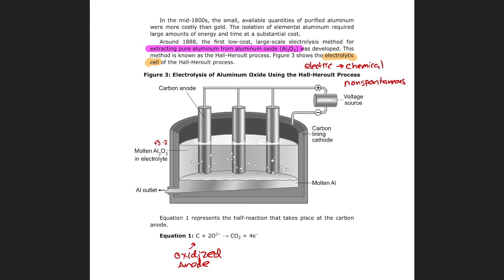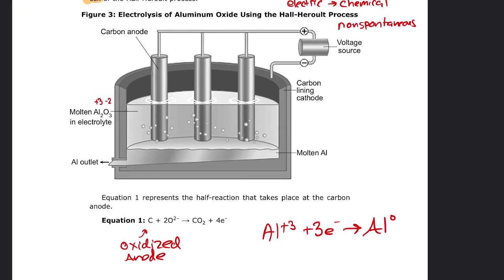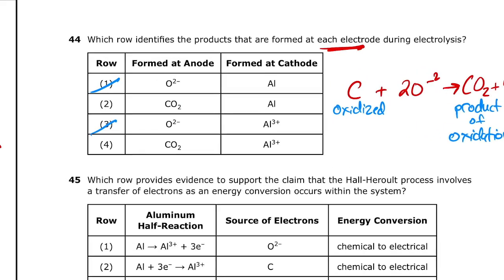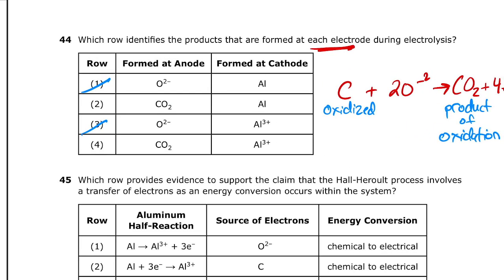So what we're doing at the cathode is we're taking Al+3, we're adding 3 electrons, and then we're forming elemental aluminum, which is Al0. Again, recall that in elemental form, you're just going to have an oxidation state of 0. So this is going to be the product at the cathode. All right, so at the cathode, if we're not writing the oxidation state, it's implied that it's 0. So we're going to pick choice number 2.